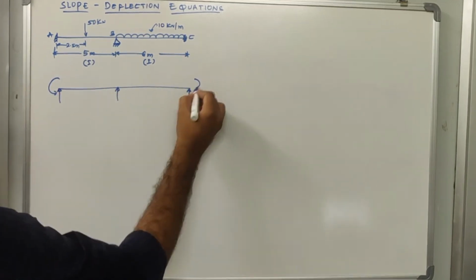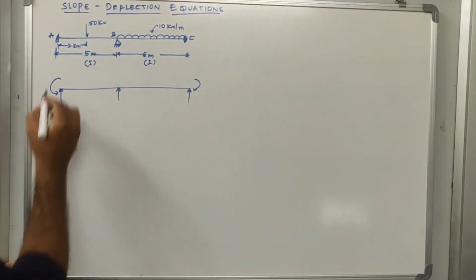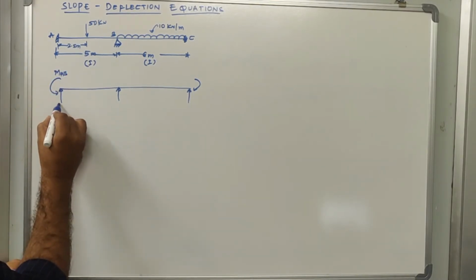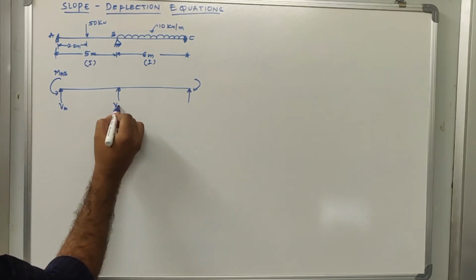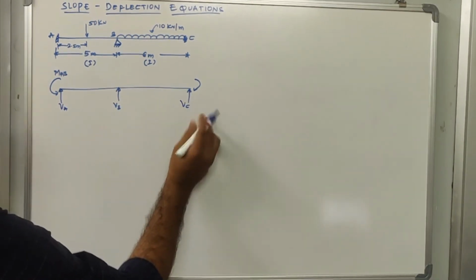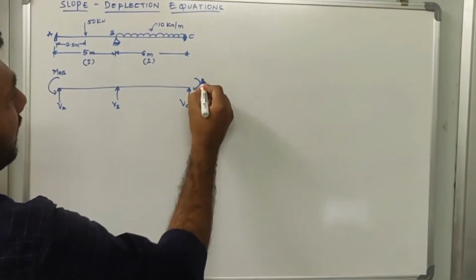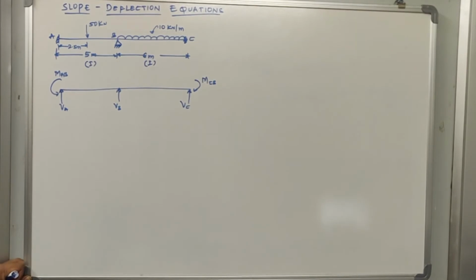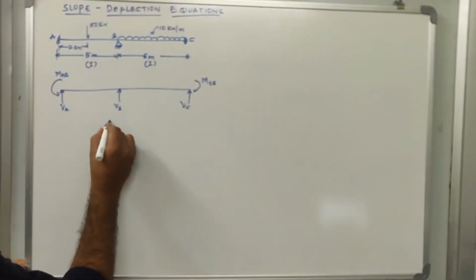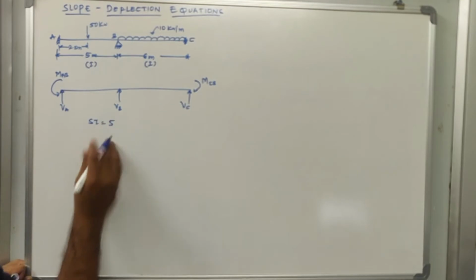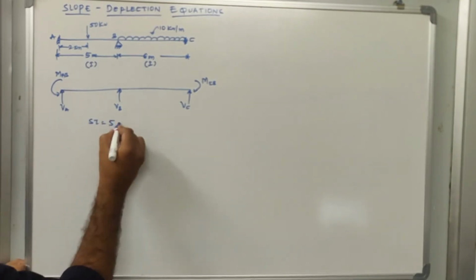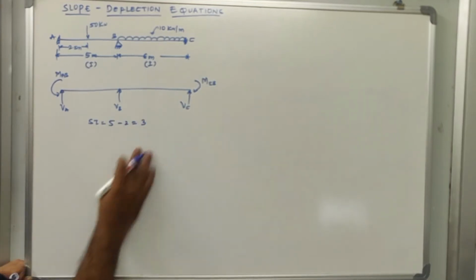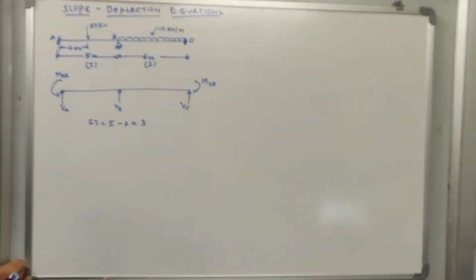So let me specify all the reactions that are generated. First here the reaction we will call MAB. Okay, then here we will have VA, this is your VB, let me call this the vertical reaction at C, and this will be my MCB. Okay, so these are the reactions I have. So how many reactions will I have? 5 reactions. So the static indeterminacy of the structure will be 5, which is 5 reactions, minus 2. It means 3 is your static indeterminacy.